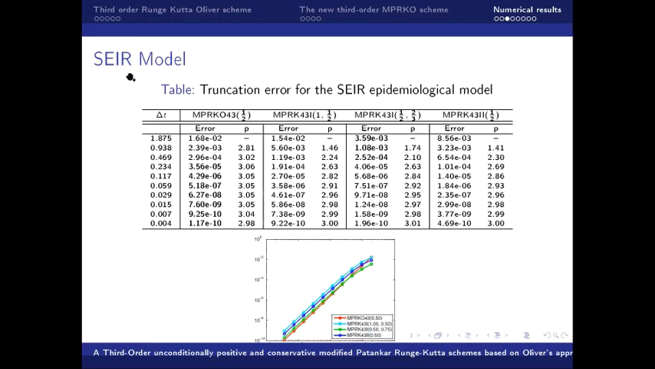The second model is the third model. The table shows the first scheme is better when delta T is less than, say, 0.117. Also, the computation shows the new scheme is third order.